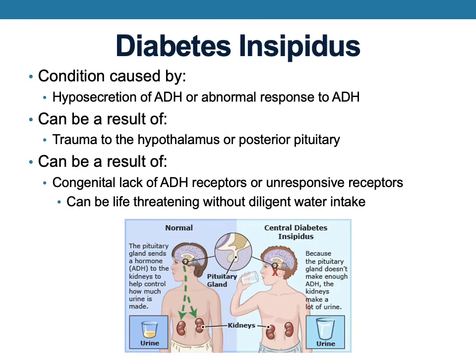Diabetes insipidus is a condition caused by hyposecretion of antidiuretic hormone or abnormal response to antidiuretic hormone. It can be the result of a trauma to the hypothalamus or posterior pituitary or a congenital lack of ADH receptors or unresponsive receptors. Diabetes insipidus can be life-threatening without diligent water intake or synthetic antidiuretic hormone medication.